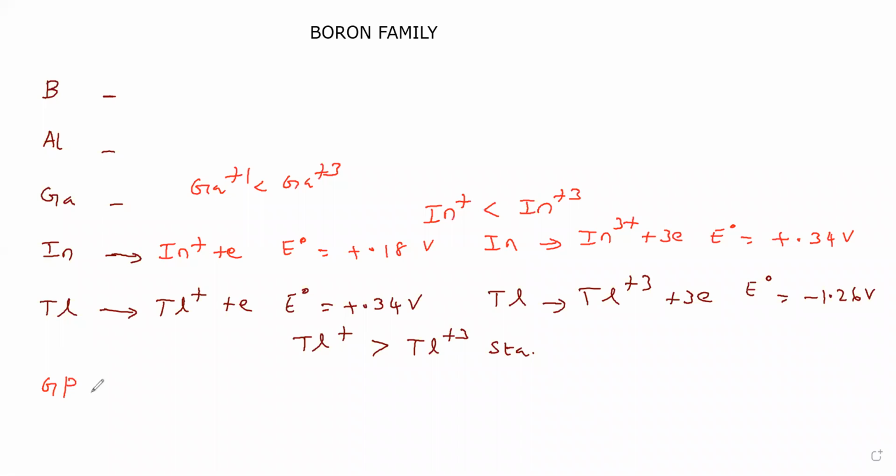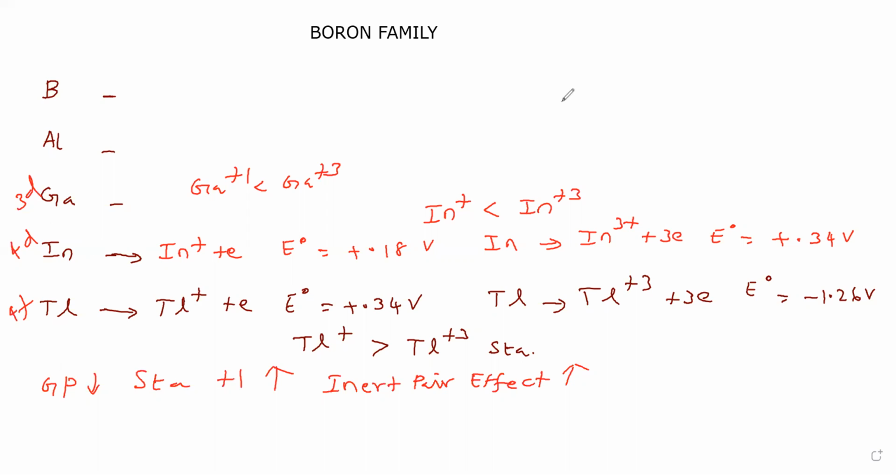Therefore, down the group, the stability of the plus 1 state increases due to the inert pair effect. The inert pair effect tendency increases. Why? Because here 4f14 has a very poor screening effect. Here 4d, here 3d. d shows a more screening effect when compared to f. Therefore, the inert pair effect tendency is more in thallium when compared to indium. Due to the more inert pair effect in thallium, plus 1 stability is more than plus 3. But in indium, plus 1 stability is less than plus 3.